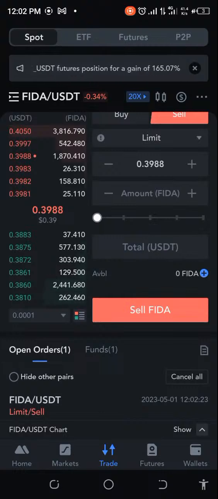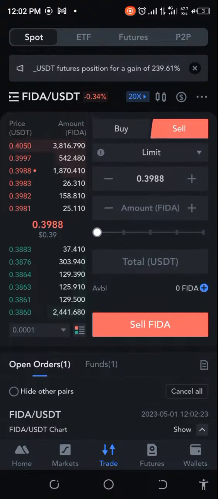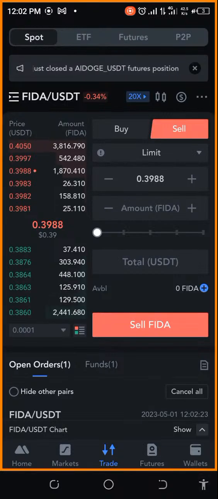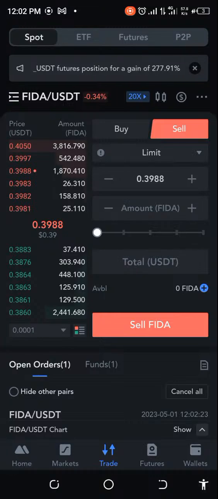Could we hasten this one up? Let's try and see. If I decide to cancel one more time, but before I cancel, the amount of FIDA that I want to sell, if you can see this, you can see that I want to sell FIDA at this amount.